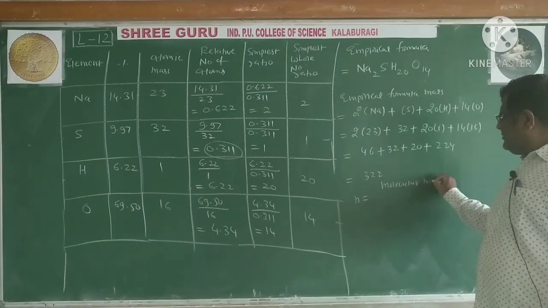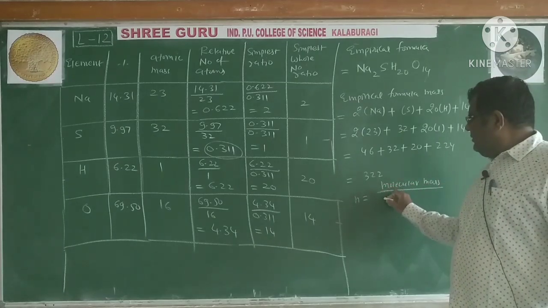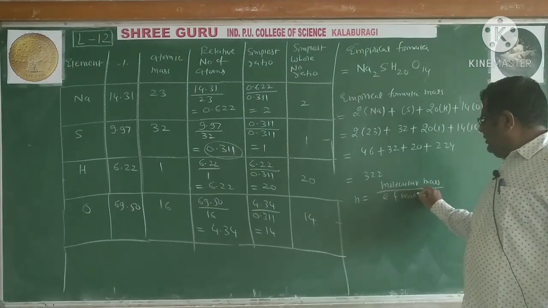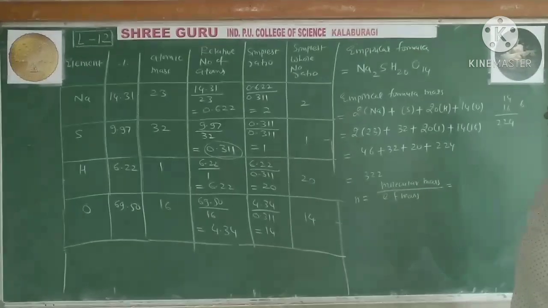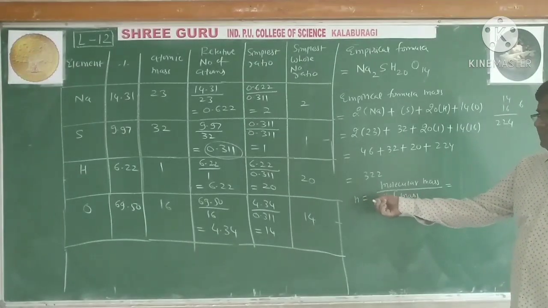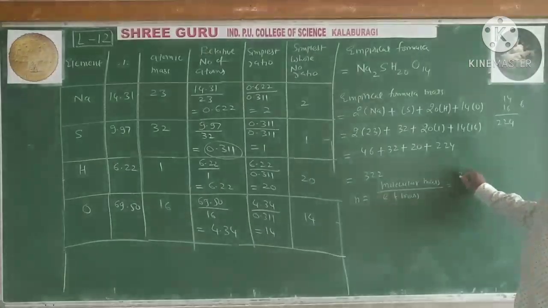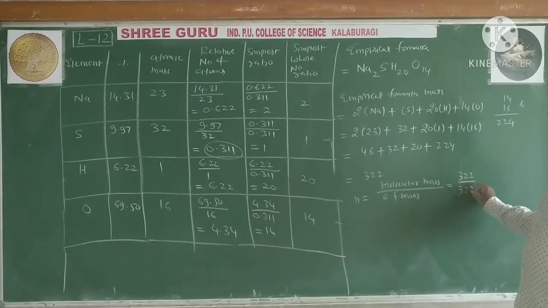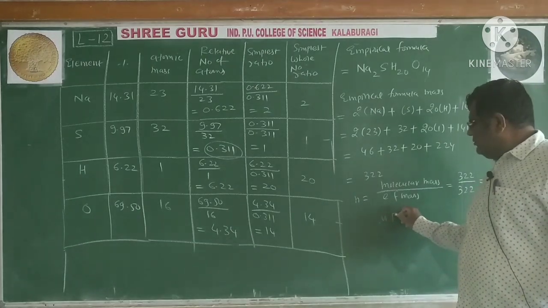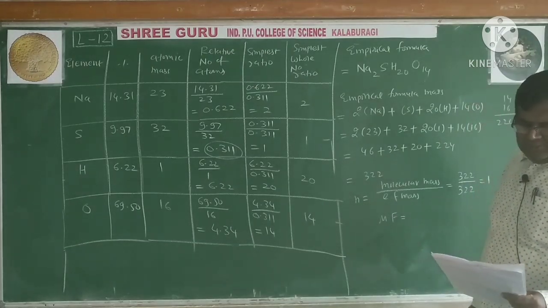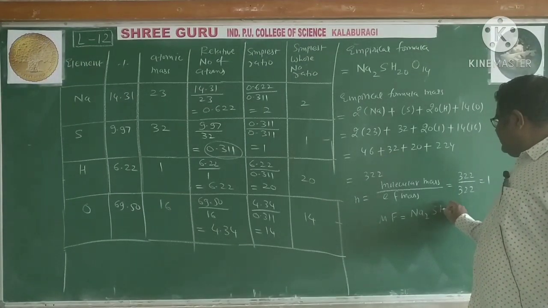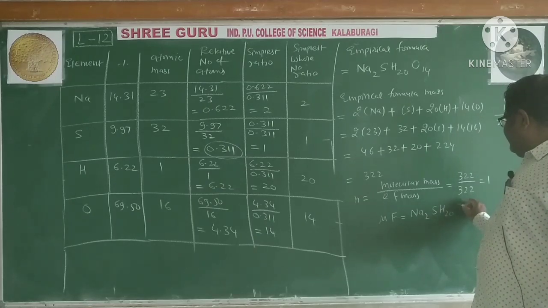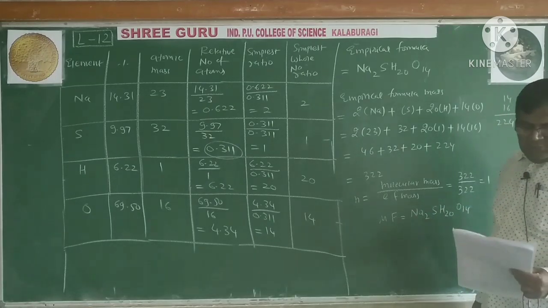Right. So n equals molecular mass divided by empirical formula mass. Molecular mass was given in the question, and we have already written it. 322 divided by 322, so 1. So what is the molecular formula? Na2 S H20 O14.